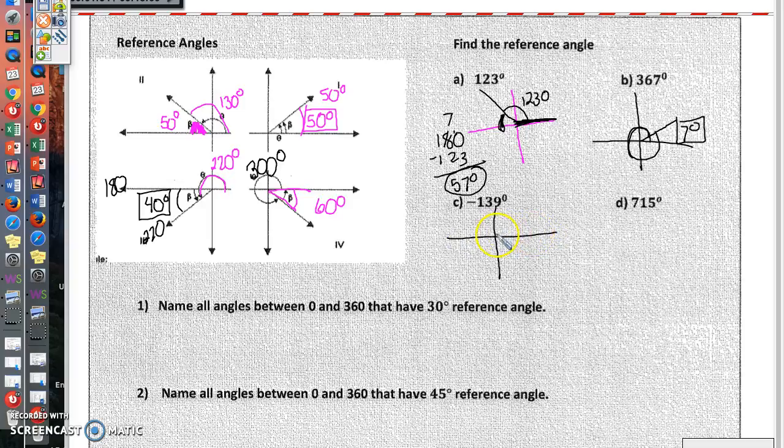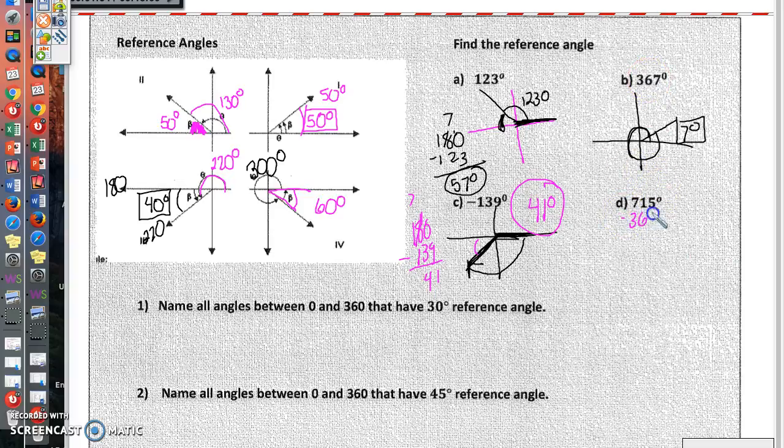Negative 139. Again, we're starting here, but instead of going counterclockwise, we're going clockwise. So 139 would be here. And again, we're concerned about this angle. Well, to here would be negative 180. So 180 minus 139, we have 41 degrees. Well, 715, let's see, that's a couple laps around the circle.